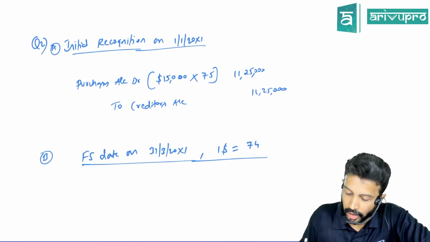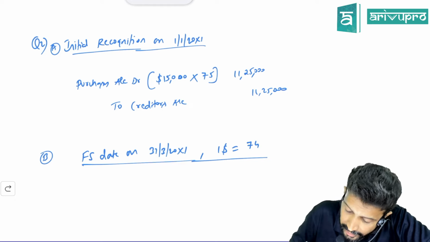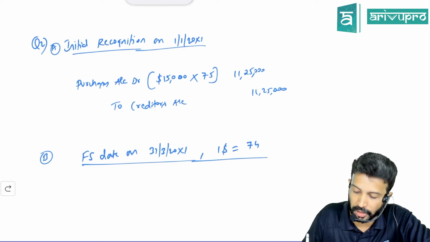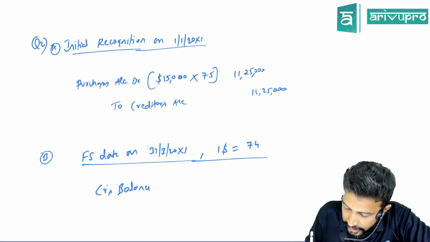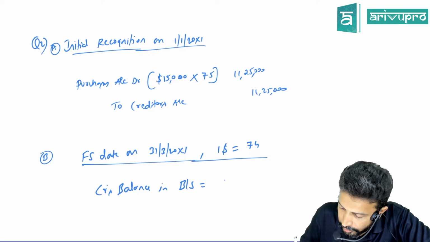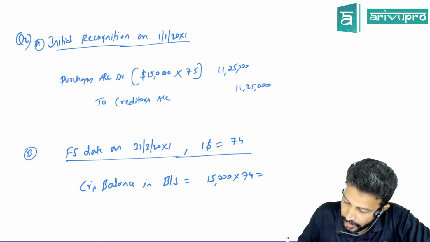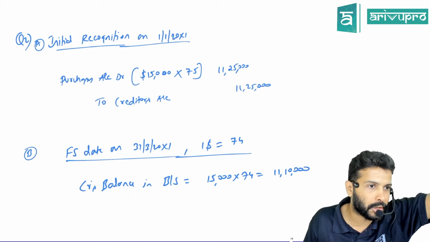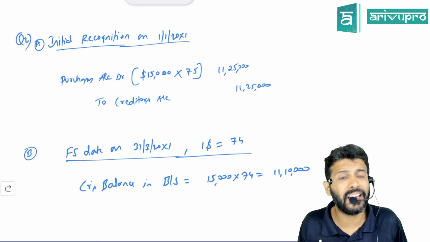Another way around, a monetary item should be shown in your balance sheet at the closing rate, meaning the creditor should be converted at 75 or 74? 74. That means the creditor's balance in the balance sheet should be 15,000 into 74, which is 11 lakh 10,000. That is the balance you need to show as creditor in the balance sheet. But currently, the creditor's balance is shown at 11 lakh 25,000.